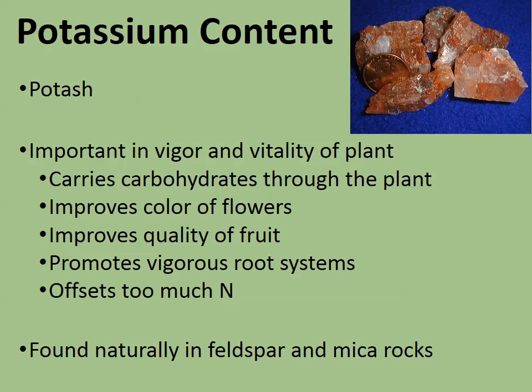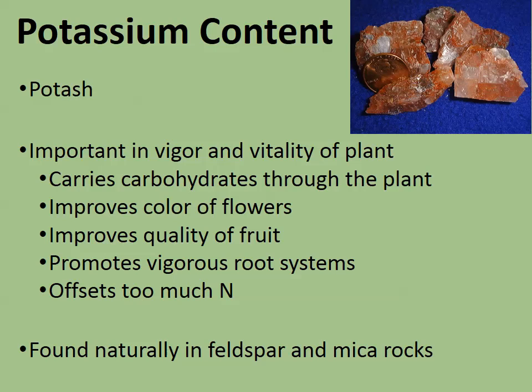Potassium. Potash is what we call it, and I have no clue why we call it potash, and also the chemical symbol for it is K, so it's just all weird. It's important in vigor and vitality of the plant. It carries the carbs through the plant, improves the color of the flowers and the quality of the fruit, and this can offset too much nitrogen.